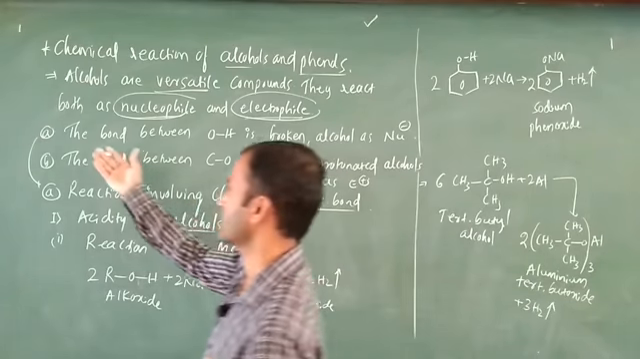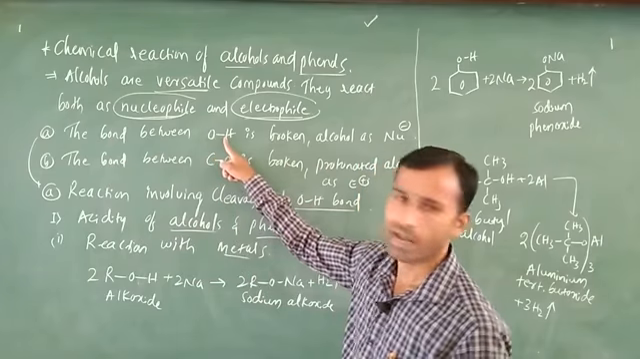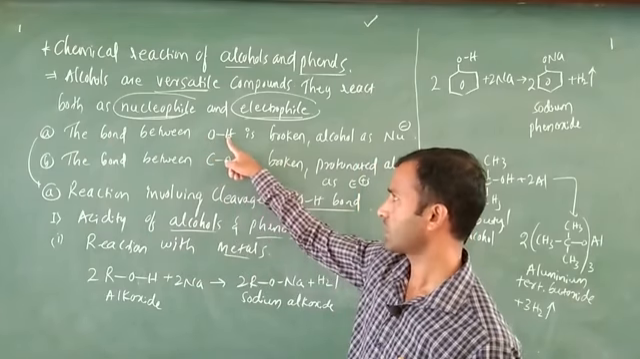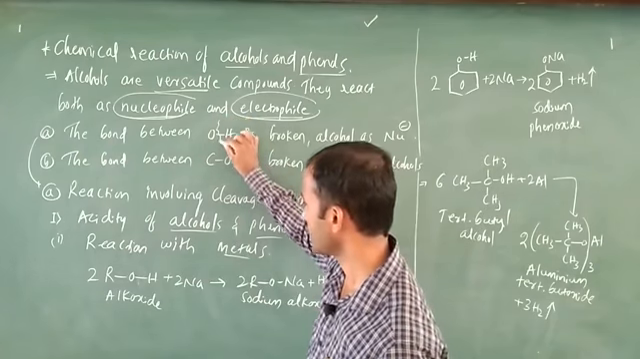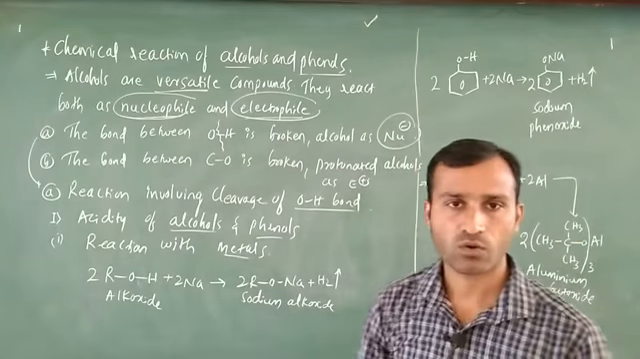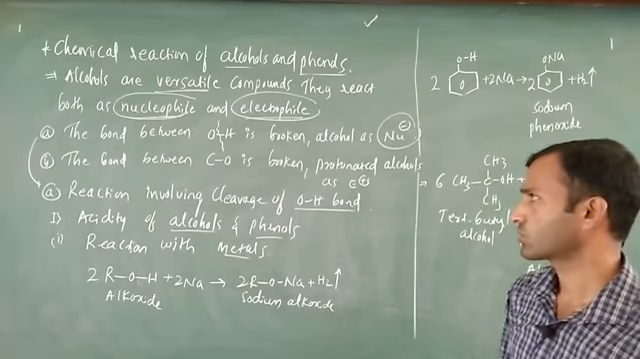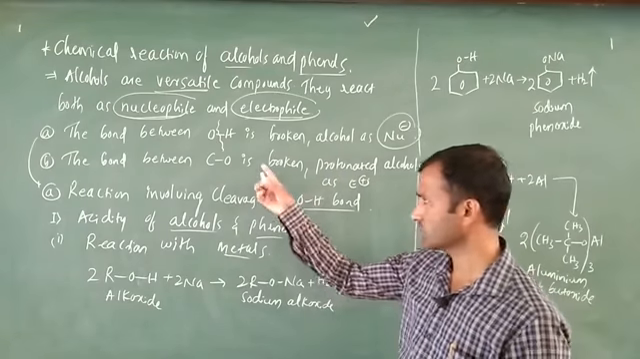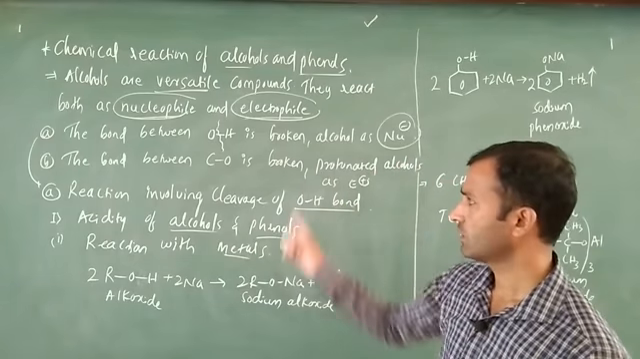In this case, the first part: the bond between oxygen and hydrogen is broken. If by chance the oxygen hydrogen bond is broken, the alcohol acts as a nucleophile. Bear in mind this important point, they are going to ask you in CET. Every year one or two questions are definitely asked on these two points.